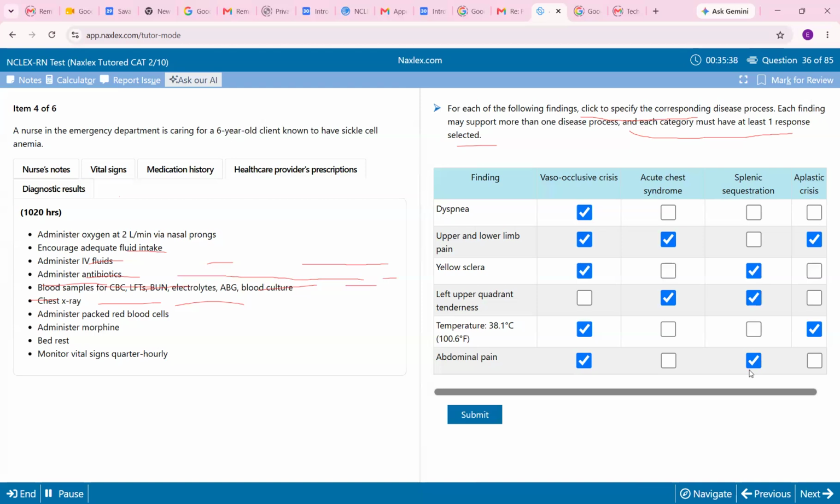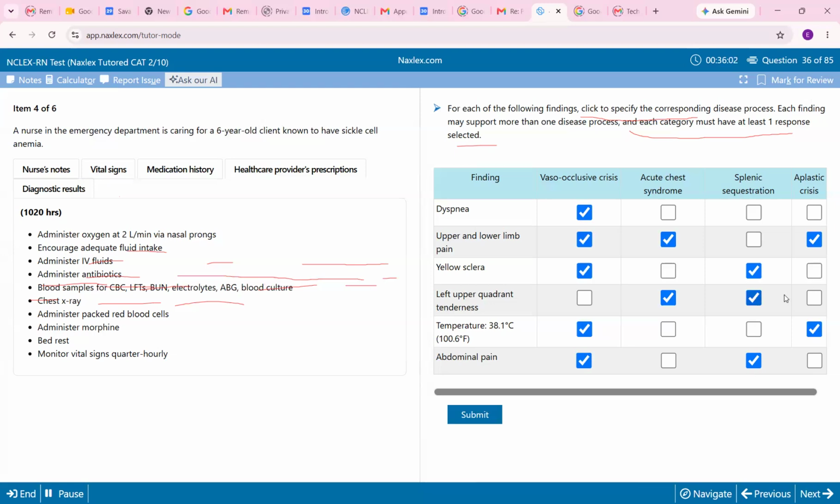No problem. It is a tough question. I will tell you each condition. Okay, vaso-occlusive crisis we already know. What is it? When the sickled RBC is occluding the blood flow through the blood vessel, the blood will become viscous, and it will prevent the blood flow through the blood vessel. That is the vaso-occlusive crisis.